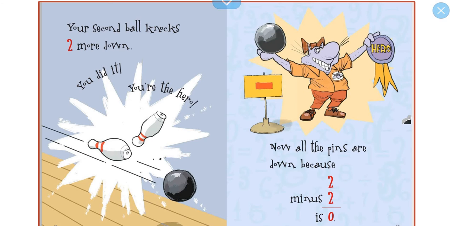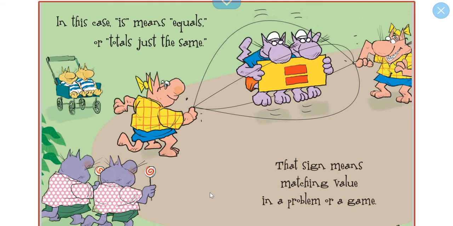Your second ball knocks 2 more down. You did it. You're the hero. Now all the pins are down because 2 minus 2 is 0. In this case, is means equals or totals just the same. So remember from our last book about addition, this symbol right here means equals. That sign means matching value in a problem or a game.